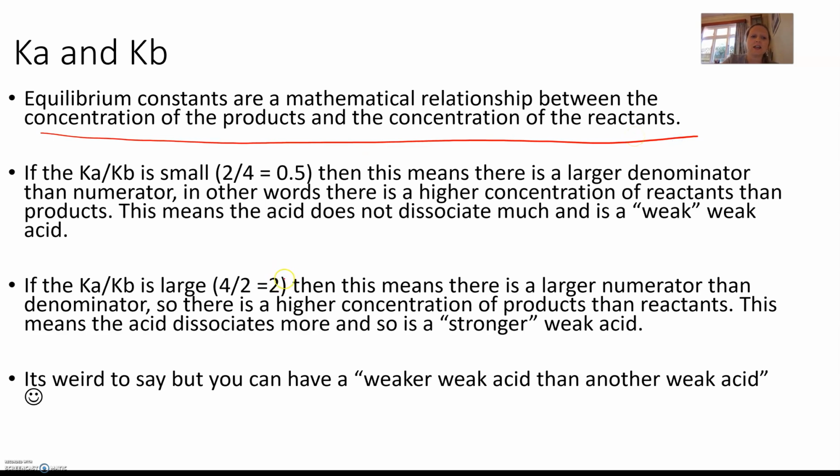A large Ka or Kb means there's a higher concentration of products, which means there are more ions and you'd get a stronger acid or a stronger base. A smaller Ka or Kb means there's a higher concentration of reactants and you'd have very few ions in the solution, so it would be a weaker weak acid or a weaker weak base.